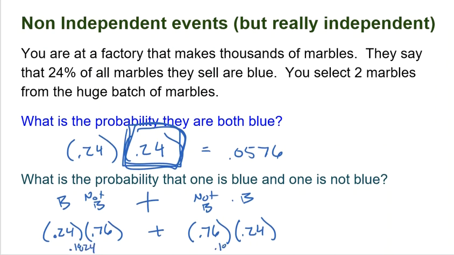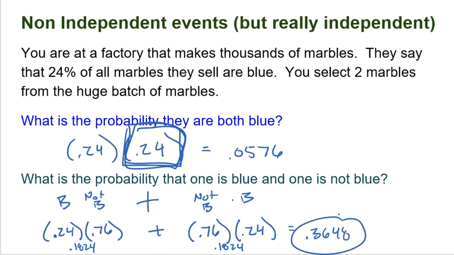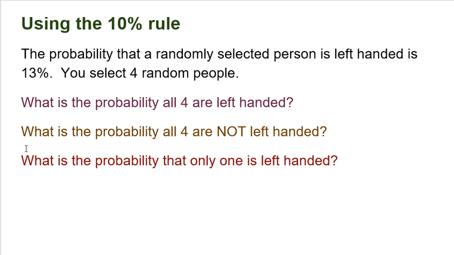But they are technically different. Even though the probabilities are the same, the actual explanation, blue first, not blue second, not blue first, blue second, that is different. So that's why it matters. So we would simply add these 2 probabilities together, and we get 0.3648. So really taking the time to process what you're doing is probably the most important thing here. All right, so make sure that we truly understand that 10% rule.